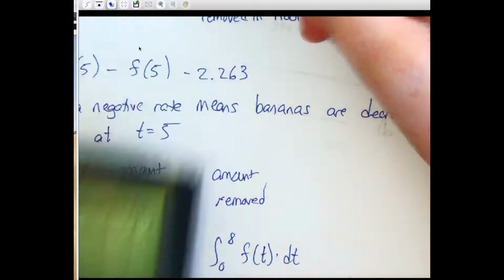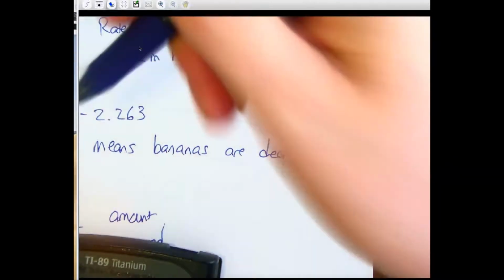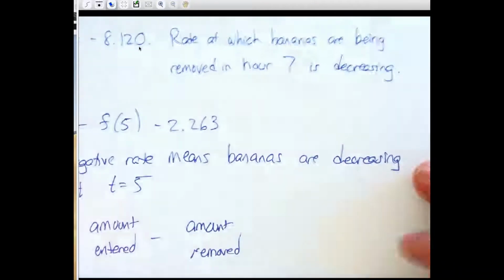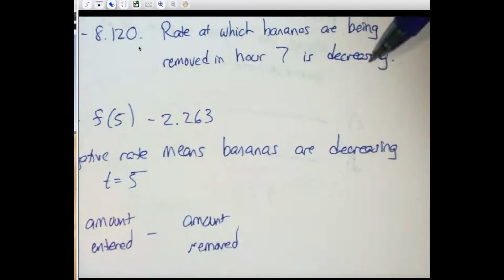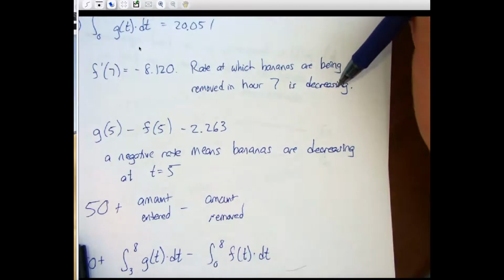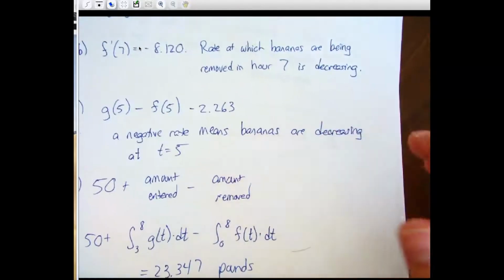8.1195 or 120. And that's the rate of the rate. So that's an acceleration. So it's the rate at which the bananas are being removed is decreasing. Or you could say the rate, that's the acceleration of the bananas. Either way would work for that.